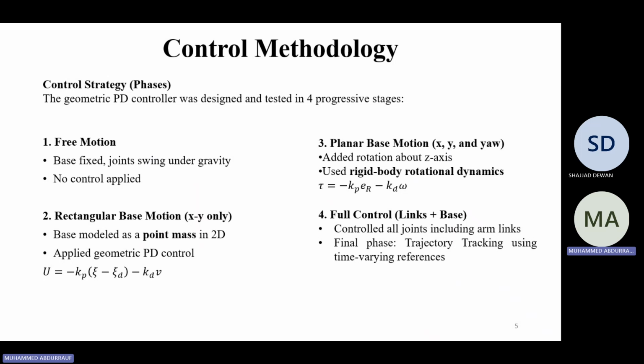We also move further by adding the rotational components, by changing the rectangular joint for the base to a planar joint, and that allows for rotation about the Z axis. In order to control such rotation, we also created a rotational controller. Finally, we have the full control of the links and the base together, which gives us two types of control: stabilization or set point regulation, and trajectory tracking.